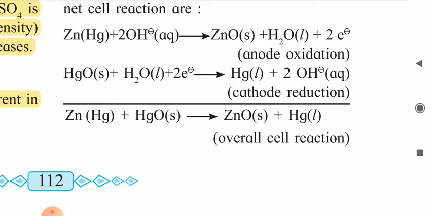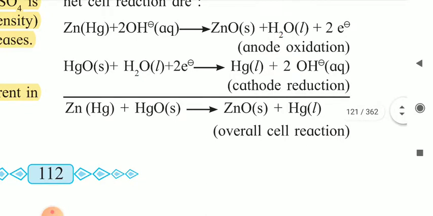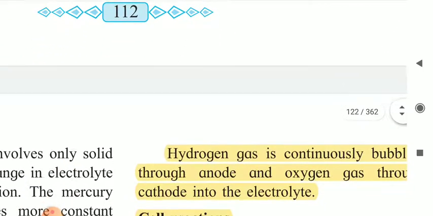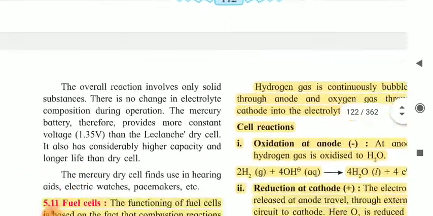Mercury oxide, that is HgO, will combine, or we can say that with the gain of 2 electrons from the anode, it will convert into Hg, that is mercury, with the help of water molecules, that is moisture also. So students, the overall cell reaction, with the loss of 2 electrons from both sides, you will get Zn plus HgO converting to ZnO plus Hg.